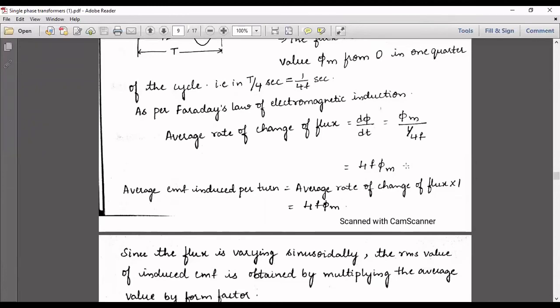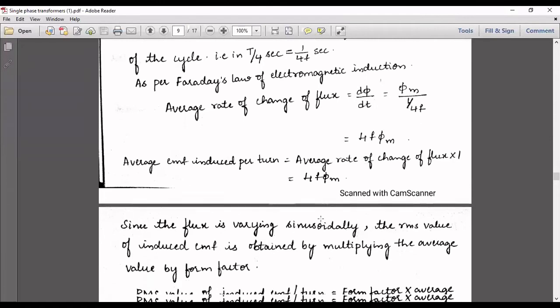This is the average EMF induced per turn. The EMF induced per turn is the average rate of change of flux into 1. Why is it taken as 1? We know that EMF induced is N into d phi by dt. Here, per turn, N will be 1 and the rate of change of flux will be 4 into f phi maximum. Therefore, the average EMF induced per turn will be 4f phi maximum.